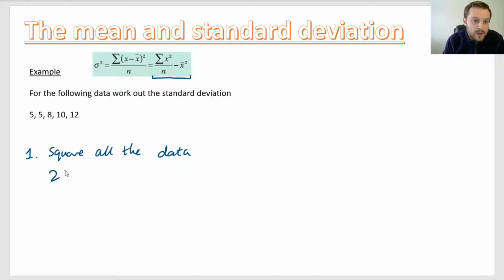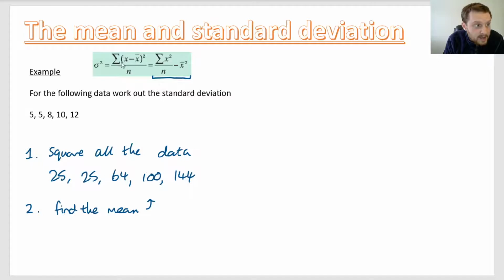So 5 squared is 25, 5 squared is 25, 8 squared is 64, 10 squared is 100, 12 squared is 144. Step 2 is add them all up and divide by how many. So in other words, find the mean of these.